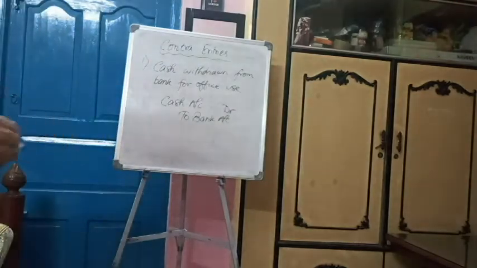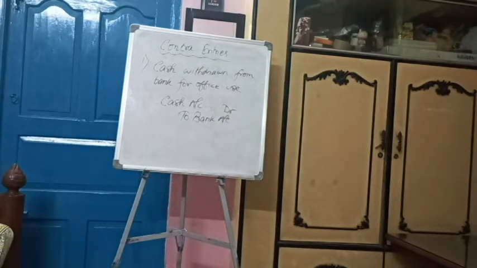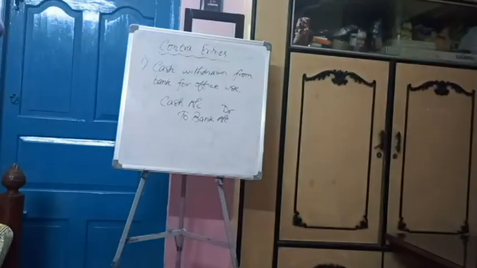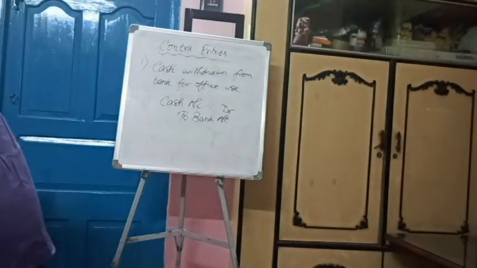I hope you can see it: cash withdrawn from bank for office use. So it would be cash account debit to bank account. That is a contra entry. Now let us go into a sum so that we can understand it in a far better way.